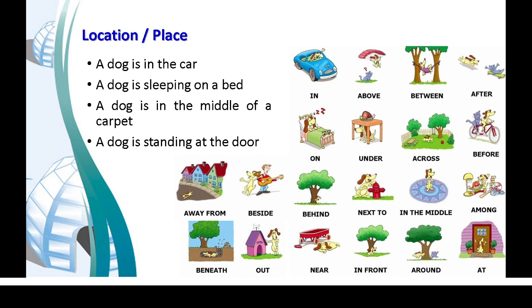You can see the dog is between two trees and the dog is chasing after a cat. And as well as you can see the dog is under a table. Like that, you can make more sentences using the prepositions of location or place.